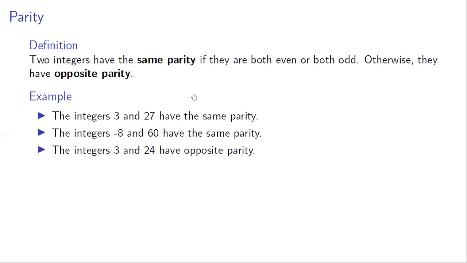3 and 24 have opposite parity because the first one is odd and the second one is even. The integers 0 and 3 have opposite parity because 0 is even and 3 is odd. Okay, so that's the same parity. That's what parity means, same parity or opposite parity.